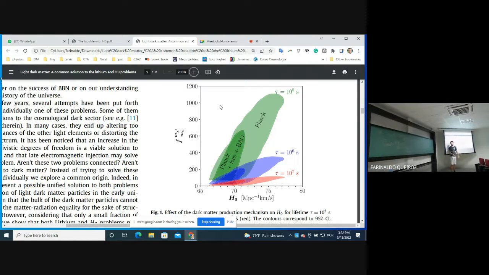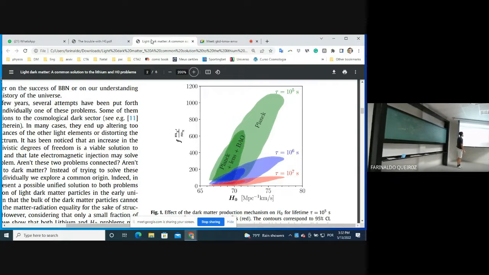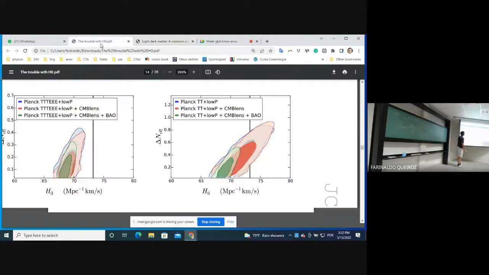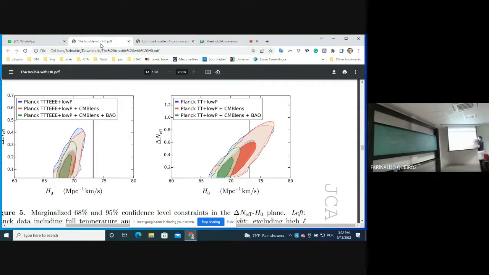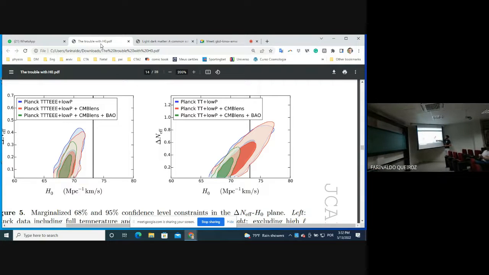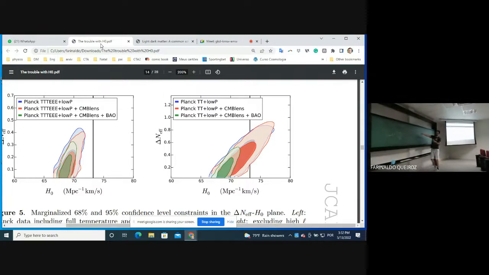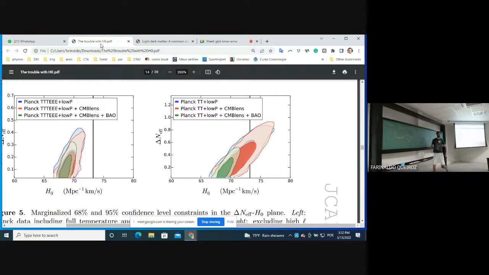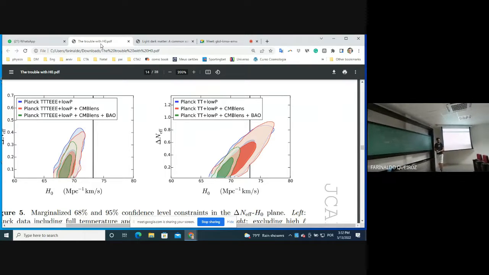For what reason? Show the other paper, please, for now. Here, this paper is very, very interesting because of the correlation with the delta N effective. What is delta N effective? N is 3 for the neutrinos, all right, plus something, all right? So this is delta N effective.